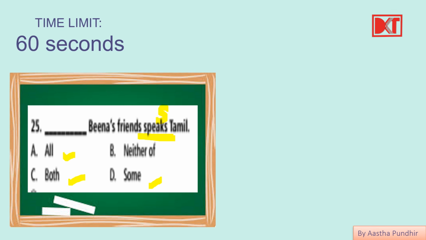But here neither of represents a singular person. Like neither of Beena's friends speaks Tamil. Okay, so this can be easily solved with this trick, and also if you didn't know the concept, this acts like a revision of the concept as well. Now also neither of is a distributive which is used to point out a specific person from the group. So neither of Beena's friends speaks Tamil. Alright. So with this we finish off the questions on determiners.